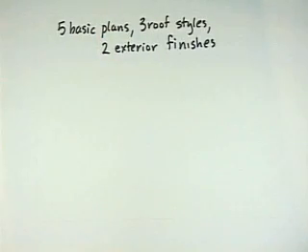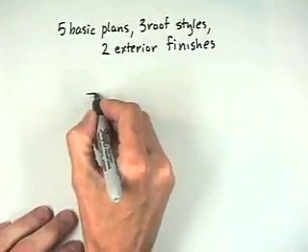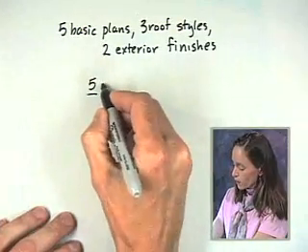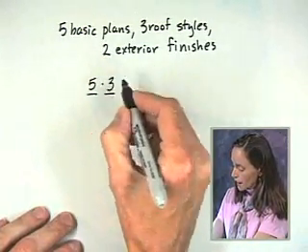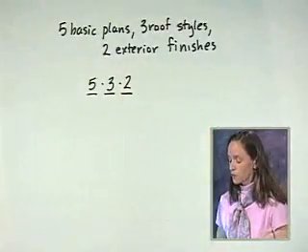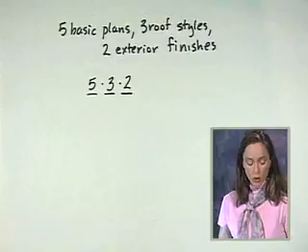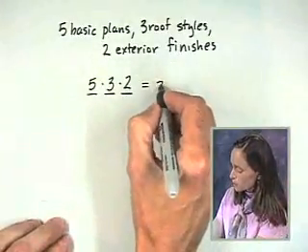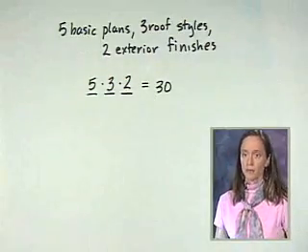Let's see how you did. We want to know if there are 5 basic plans, 3 roof styles, and 2 exterior finishes, how many options are there? There are 3 items to choose from, any one of the 5 basic plans, any one of the 3 roof styles, and either one of the 2 exterior finishes. This product is what we're looking for. 15 times 2 is 30.